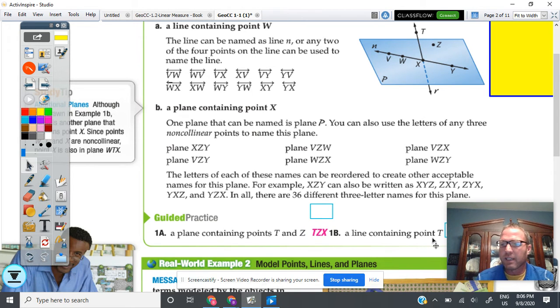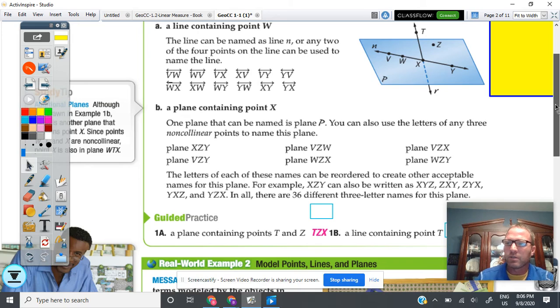Name a line containing point T. Again, you can name it. The easiest way would be line r. Don't confuse that with a Y. It's a script R or a cursive R is how we'll be writing it. You could also say line TX, line XT is the most common. Well, technically, here I would accept more answers of the lines drawn that contain point T. So TW is a line, even though it's not drawn. I would accept that answer.